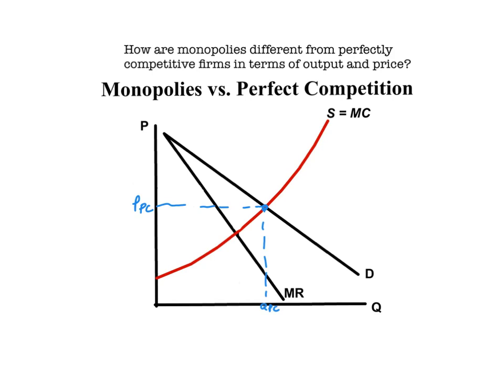Whereas in a monopoly, we'll go green. For a monopoly, we know that the output they are going to produce is where MR equals MC. So here's Q for a monopoly, but we're not going to charge that price. We're going to go up to the demand curve and then go over, and that's the price the monopolist would charge.